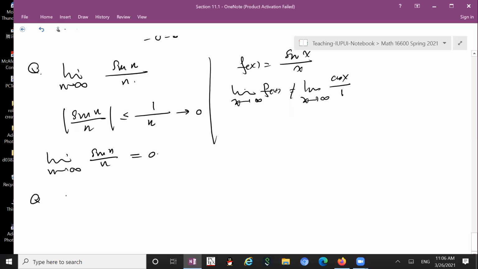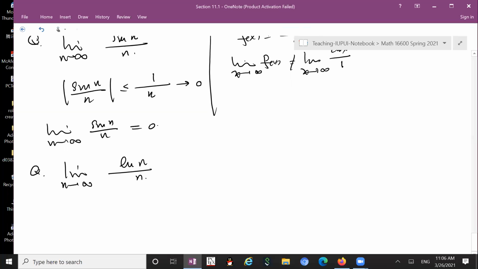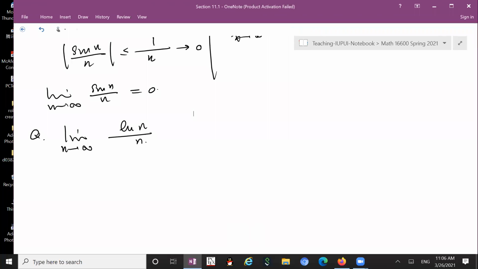And the next problem is natural log of n over n. Now that's different. It's not easy to estimate natural log of n. Natural log of n also goes to infinity. It's different from the above problem. So maybe we have to change to a function, f of x equals natural log of x over x.